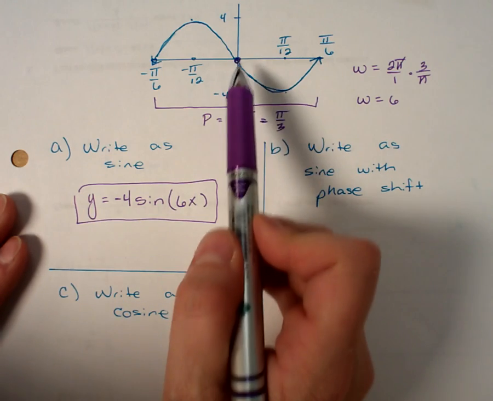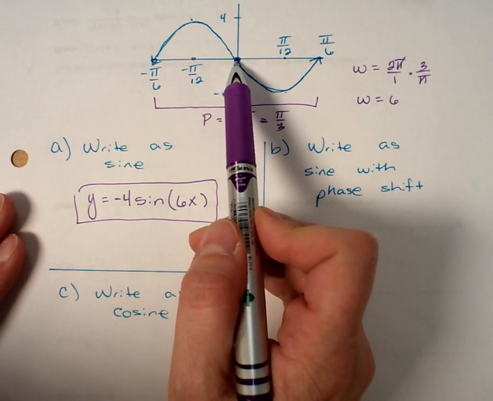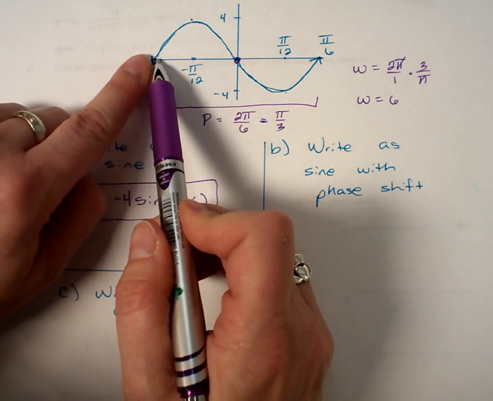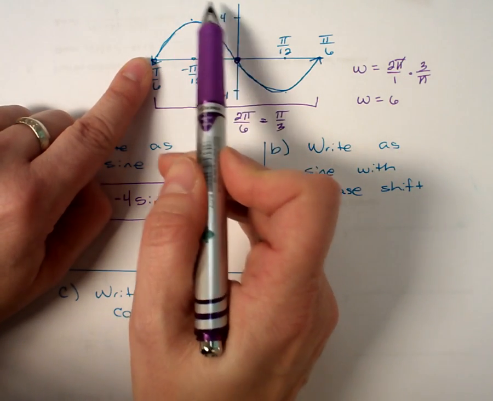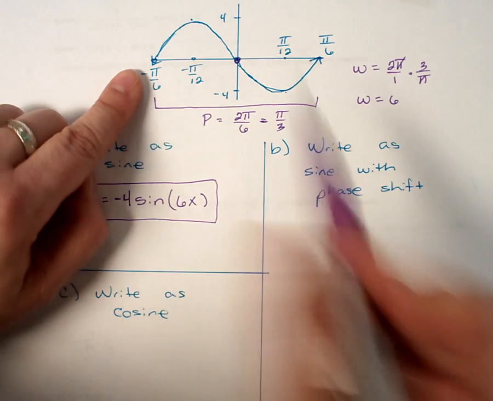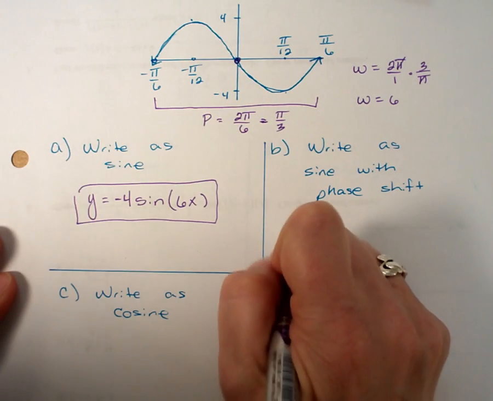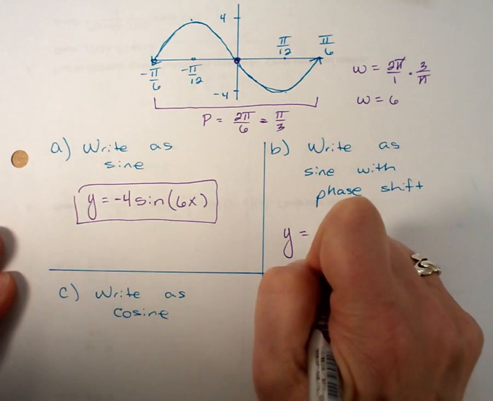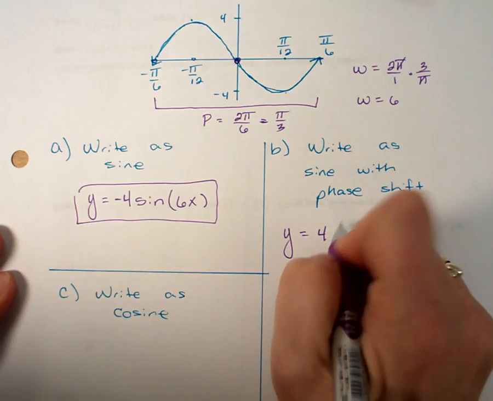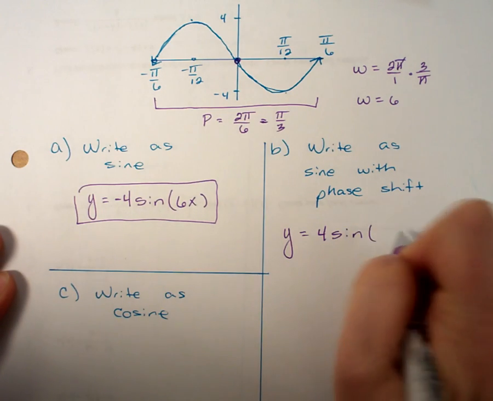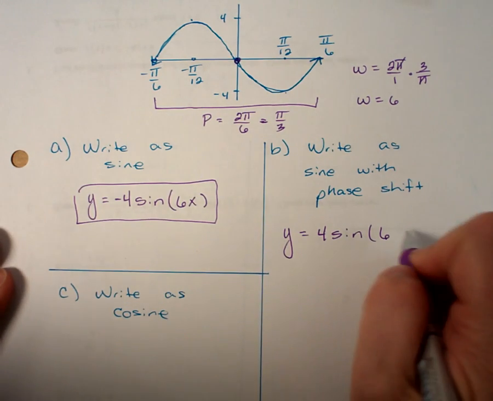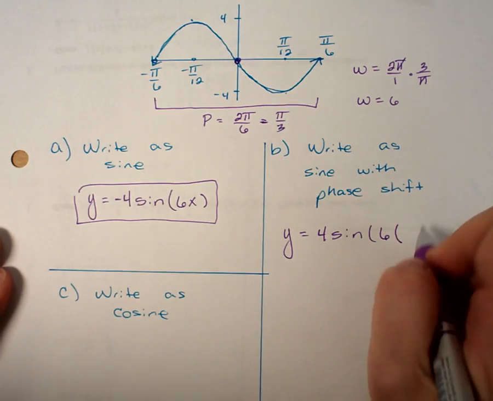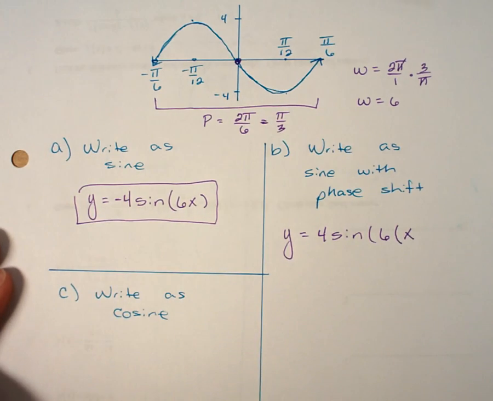I can also visualize this graph as shifted back, and instead of seeing it as a reflected sine curve, I can see it as a non-reflected sine curve that's been shifted back. So much of this will stay the same. I will still have the 4, but this time it's not negative. Still have the sine, and I'll still have the 6 because my period is still consistent with what I had before. But now I'm going to use my new notation to indicate my phase shift.